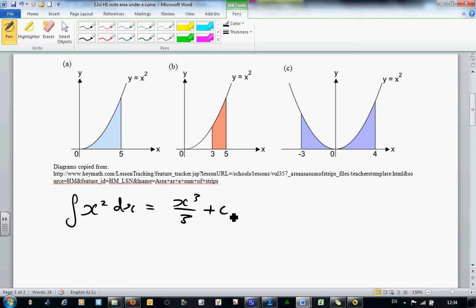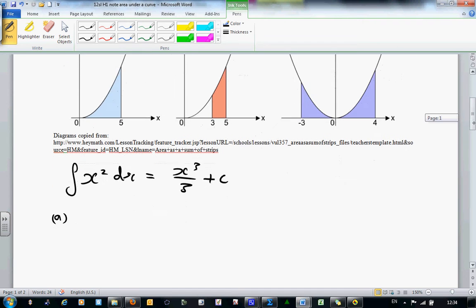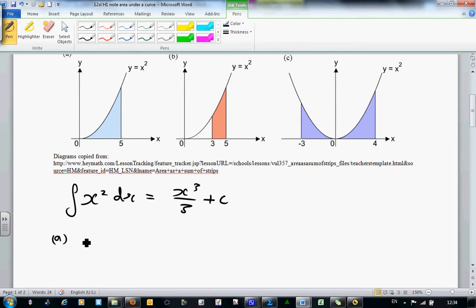Now, because I'm using the same function each time, that part of it will not change. However, when I look at part A, I'm looking at a particular part of the graph. I'm looking from 0 to 5. So when I'm going from 0 to 5, my question looks like this. It's the integral from 0 to 5. 5 is the upper limit, and 0 is the lower limit. And so what I'm looking at is the area between those two limits. And I'm looking at the integral of x squared dx from 0 to 5.